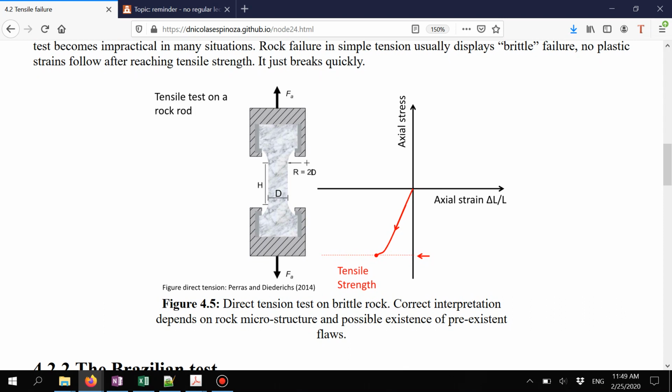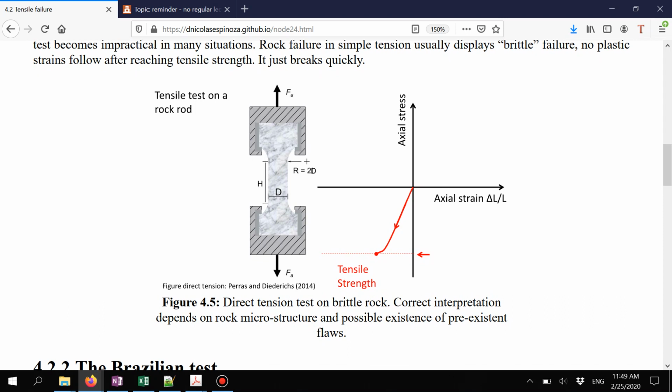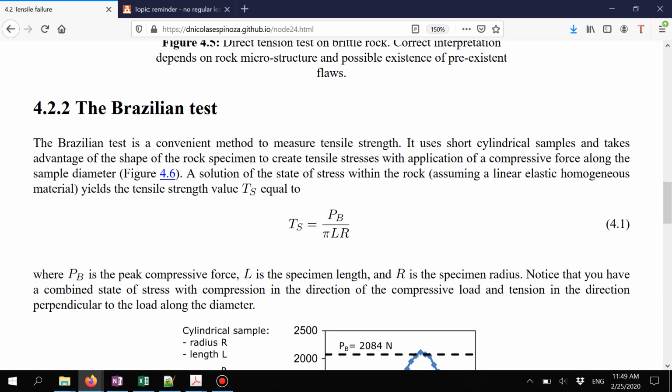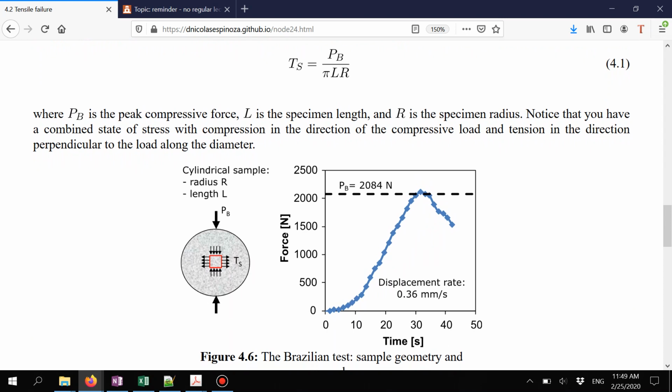In geomechanics, we have another type of test to measure tensile strength, and that's the Brazilian test. This is the one that you're going to do in the laboratory. In the Brazilian test, we get a sample of rock, which looks like a short cylinder, and you apply a load along the diameter. This load is going to create tension at the center of the rock, and let me explain why that's the case.